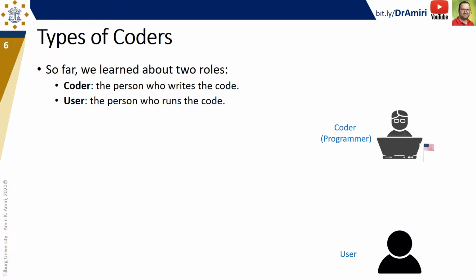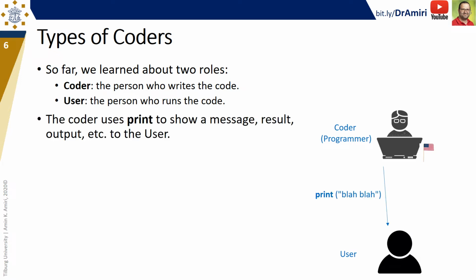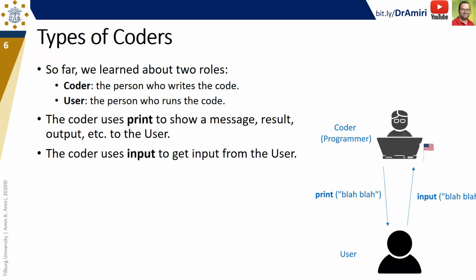The coder, who is a person that writes the code, and user, who is the person that runs the code. The coder uses print to show a message, a result, and output to the user. The coder also uses the input function to get input from the user. You learned about these two in the first lecture. In reality, we have two types of coders.